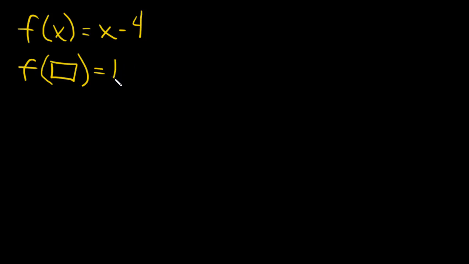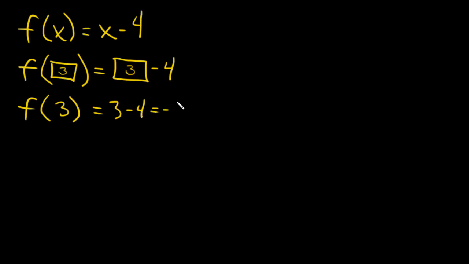f of box would just be box minus 4. And really that's all the variable is. It holds some value. It's a box that holds a value. So with that in mind, I can think about plugging things into the box. So f of 3 would be, well, imagine I put a 3 into this box. Well, then the 3 would be over in that box. So I would get 3 minus 4, which is negative 1. Okay?